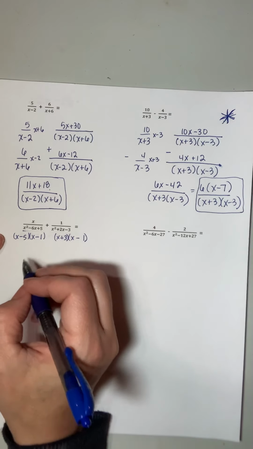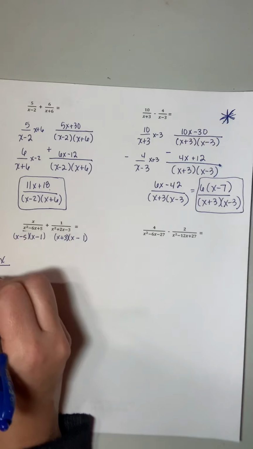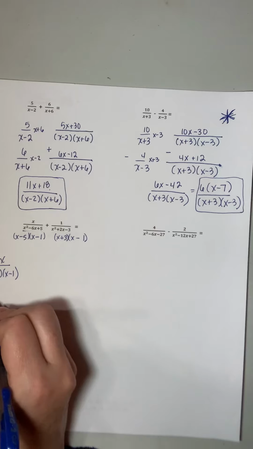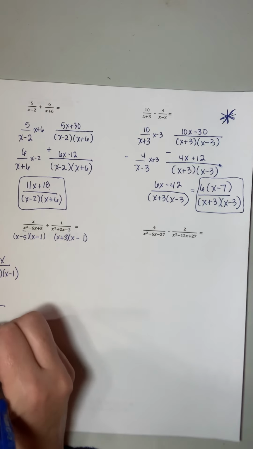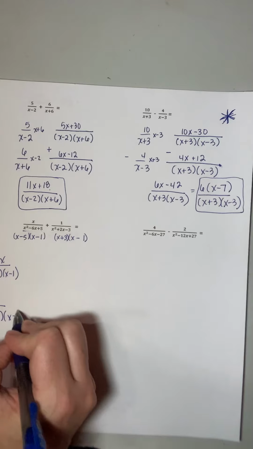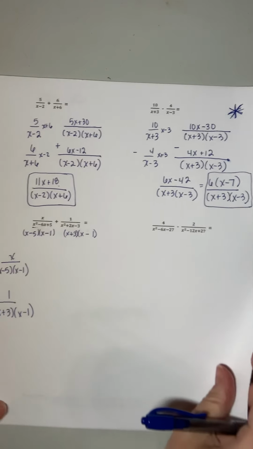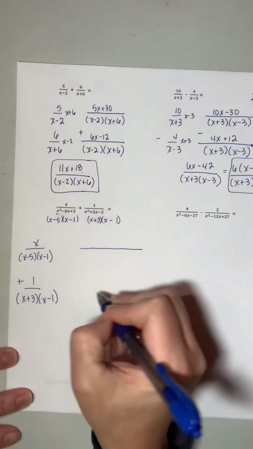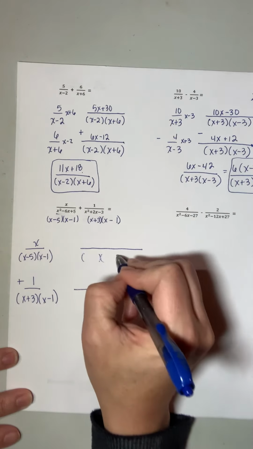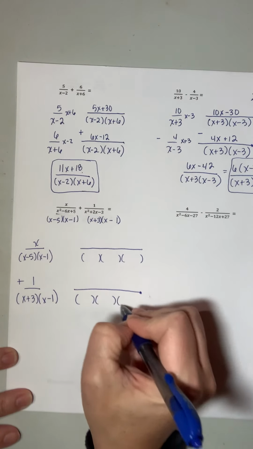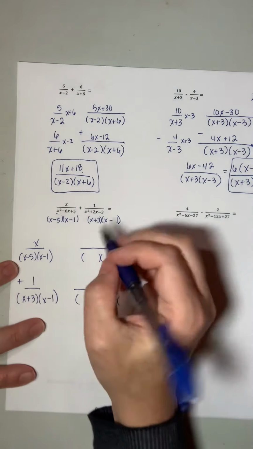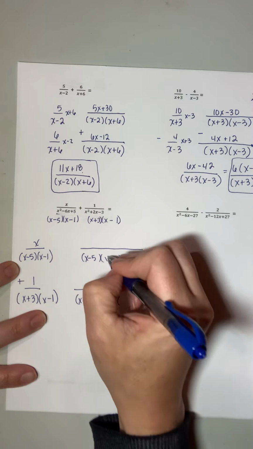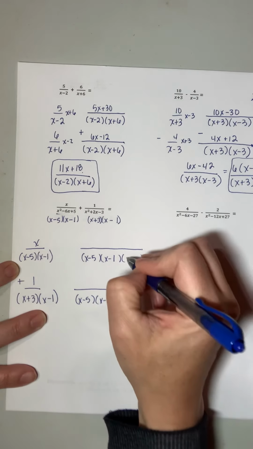So I have x over (x minus 5)(x minus 1), and I have 1 over (x plus 3)(x minus 1). Okay, so the common denominator is going to be x minus 5, x minus 1, and x plus 3.